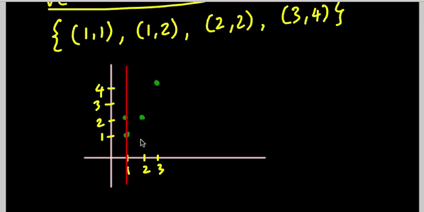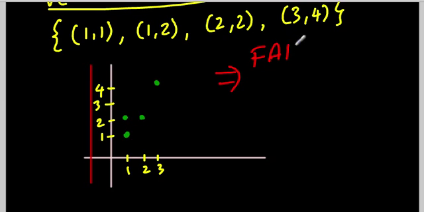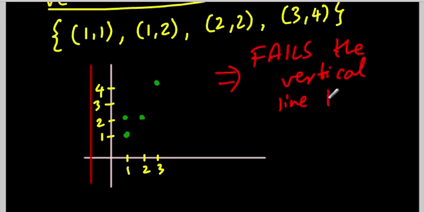So the vertical line test basically says that when you slide a vertical line across a set of points, and if you see 2 or more points anywhere in that function or anywhere in that relation, then it is no longer a function. So for example, in this case, we would say this fails the vertical line test, and therefore this is not a function.